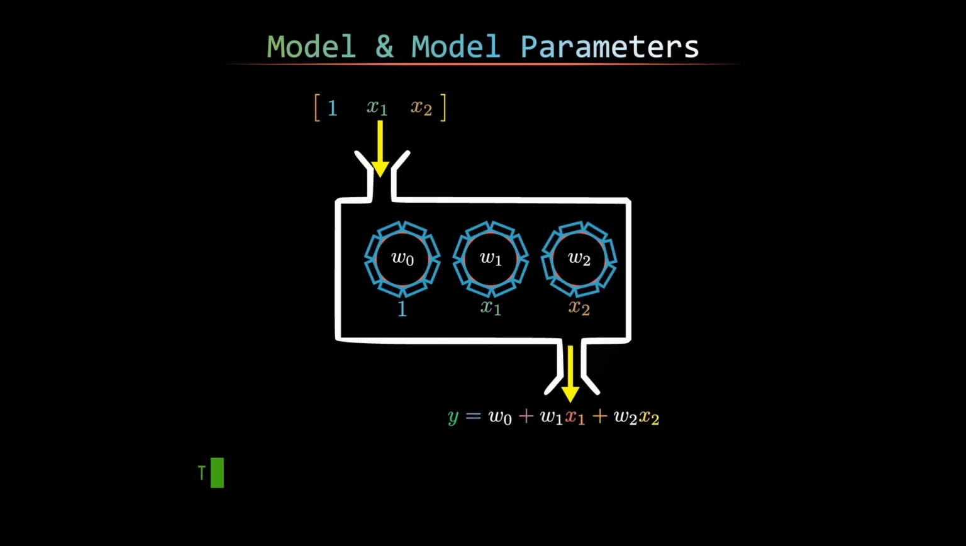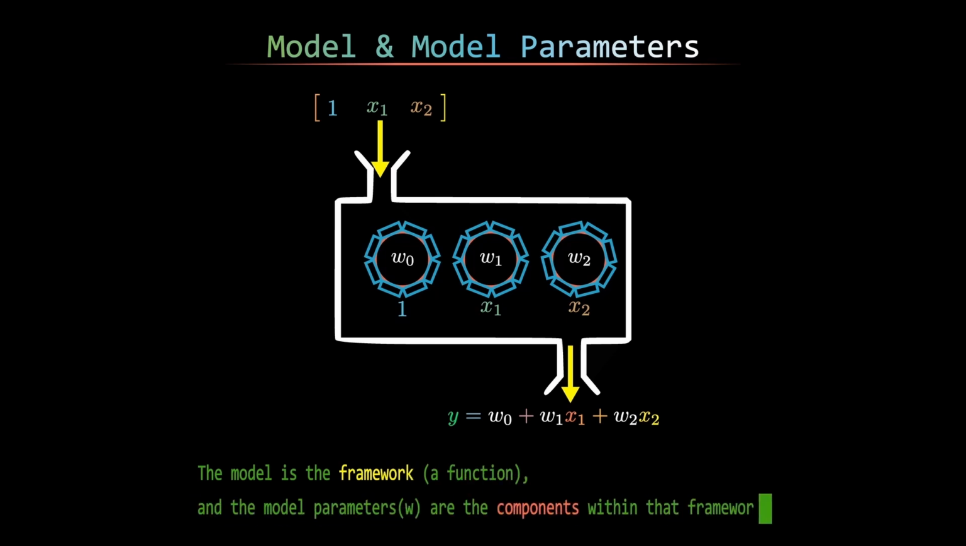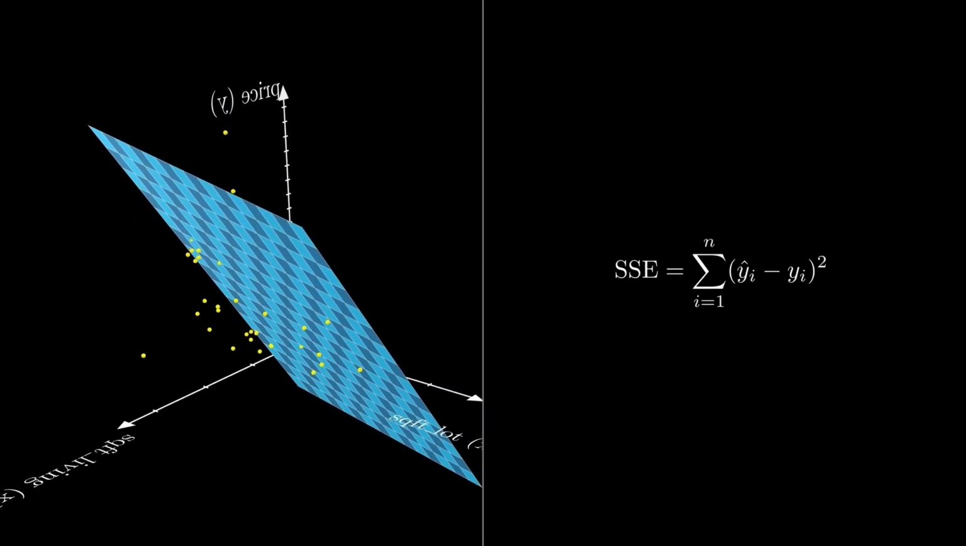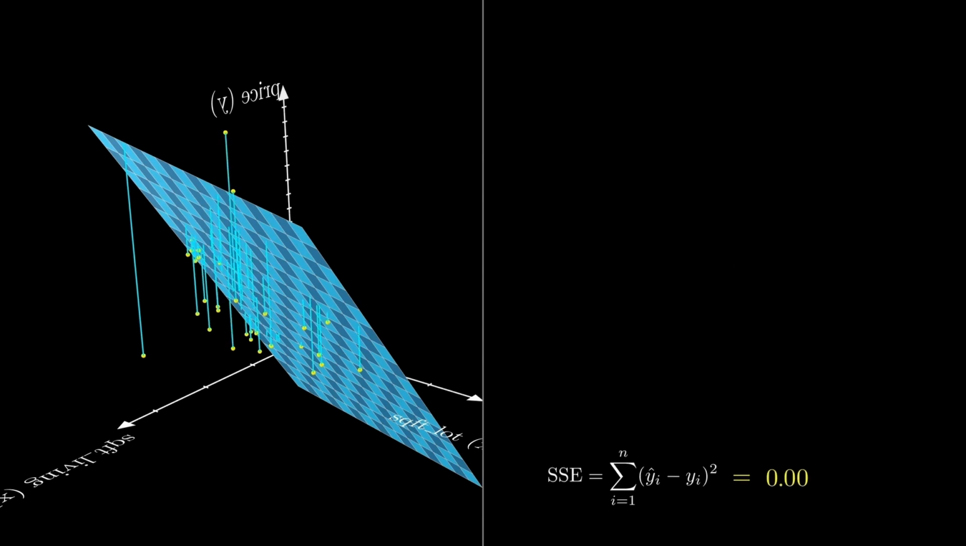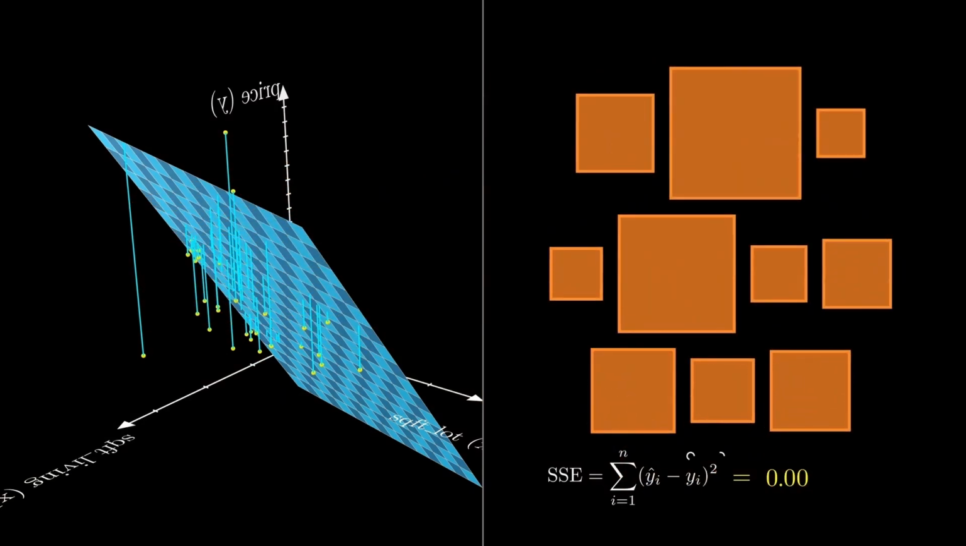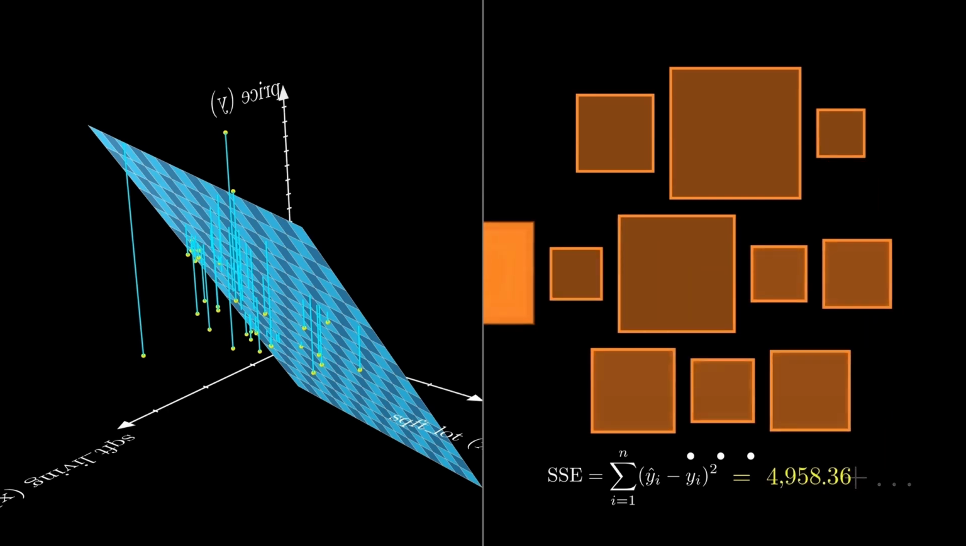To sum up, the model is the framework, the function itself, and the parameters w are the components that adjust how much each input contributes within that framework. In machine learning, x and y are given as data. Our goal is to find the model parameters that define the model. The key idea is this. After assuming a linear relationship, we find the weight vector w that minimizes the difference between the predicted values and the actual values. In other words, the squared errors.